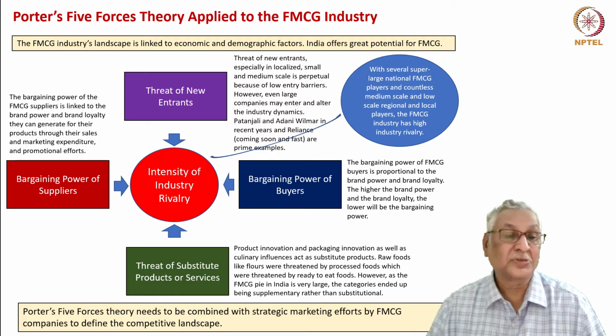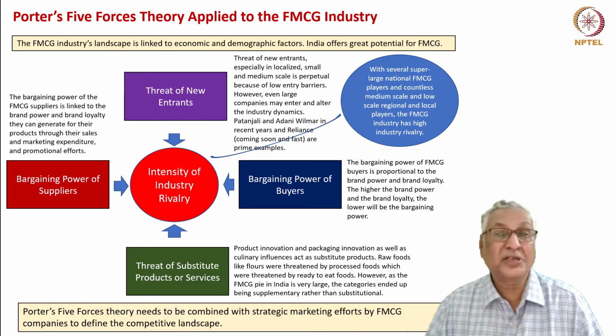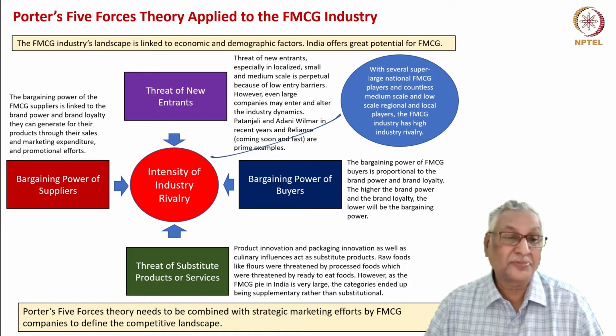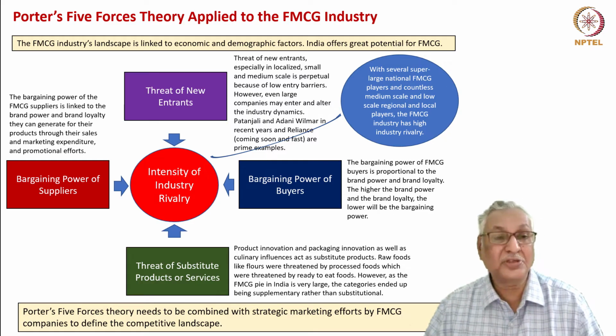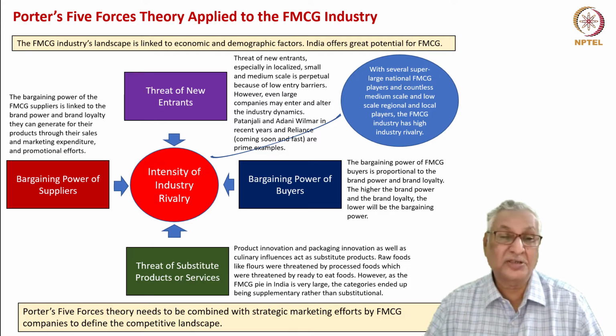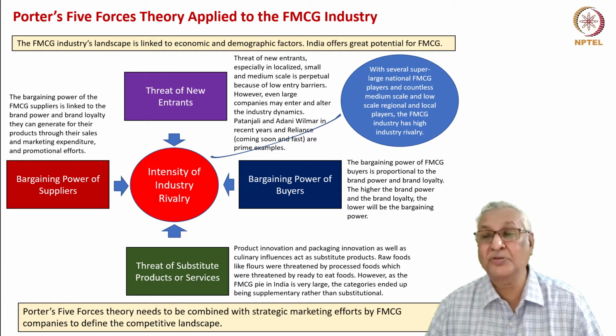The bargaining power of suppliers is linked to the brand power and brand loyalty they can generate for their products through their sales and marketing expenditure and promotional efforts. That is, if an FMCG supplier is able to demonstrate that it has got excellent manufacturing capability for the FMCG makers, or if the FMCG makers themselves are able to demonstrate that their products are of highest quality, highest purity, and highest consistency, they would be having strong bargaining power with reference to the buyer group.